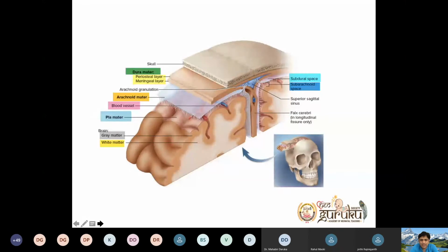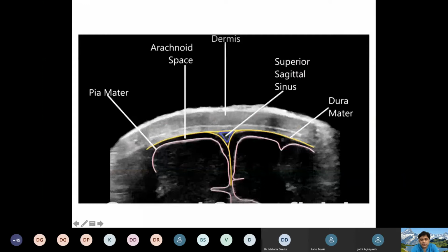So when you put a probe over the anterior fontanelle, you can see the layers of the skull, then your superior sagittal sinus, then the interhemispheric fissure and falx cerebri, and on either side your frontal lobe. This is how it looks when you put a probe. You have layers of skin, skull, then your three meninges: pia mater, which is attached to the brain, then the subarachnoid space and dura mater.